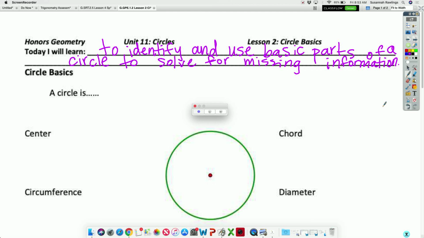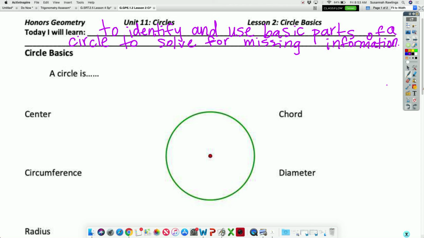Okay, so make sure you wrote down your learning goals. So we're going to be just doing basic parts of a circle today, but probably all new information for you, most of it. So the definition of a circle is just a set of points around a center.